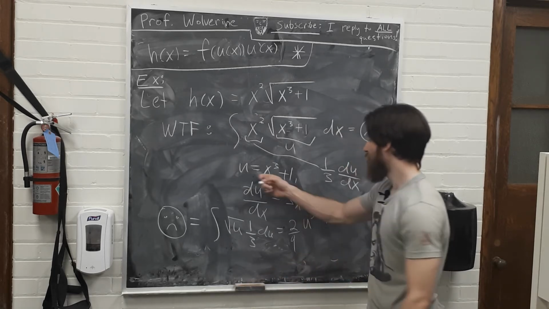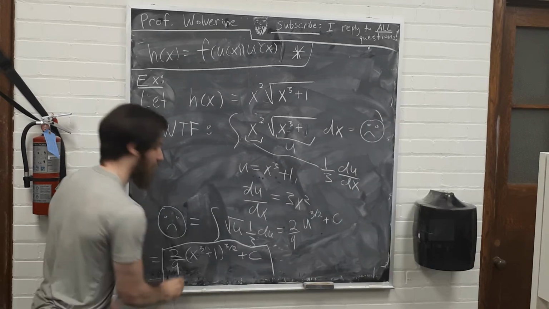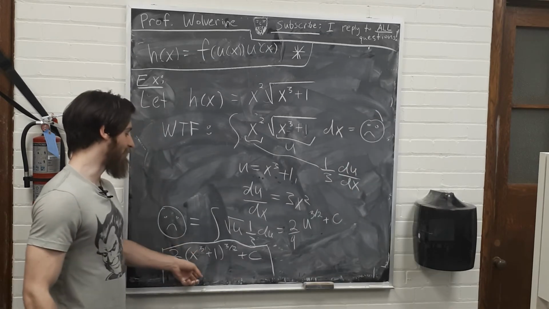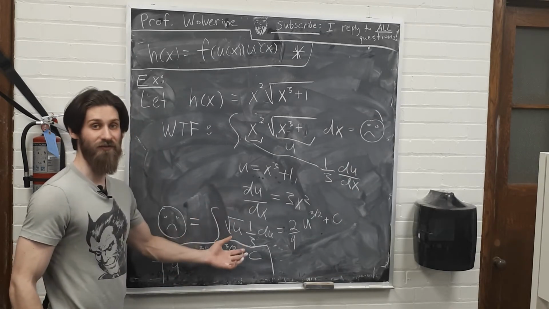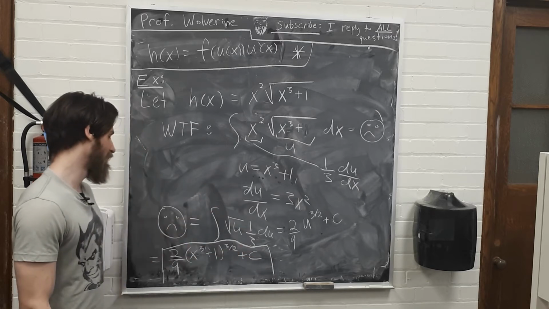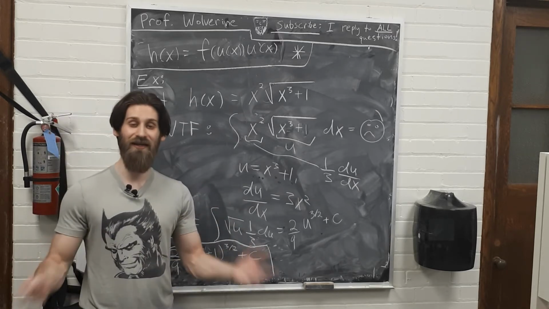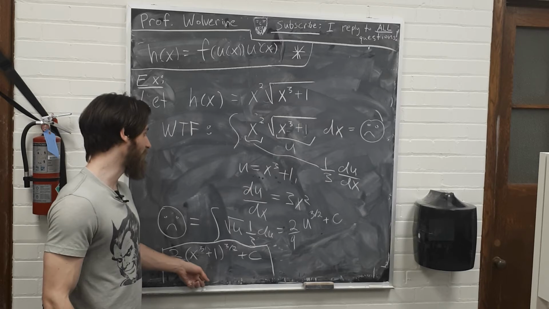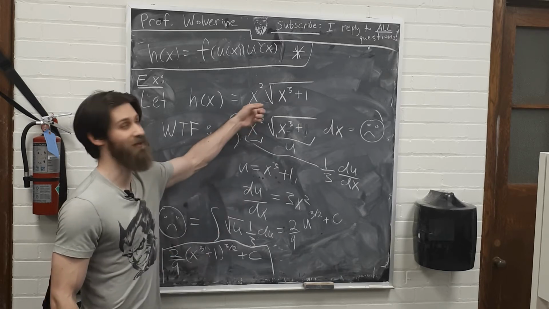Now remember, u is x cubed plus 1, so this is equal to 2 over 9 times x cubed plus 1 to the power of 3 over 2 plus a constant. And again, to check this, all you have to do is take this function and differentiate it to check that you get this function.